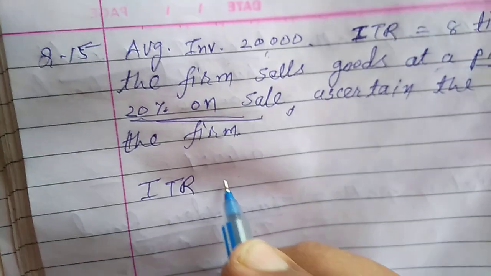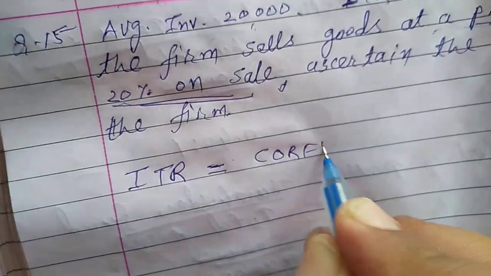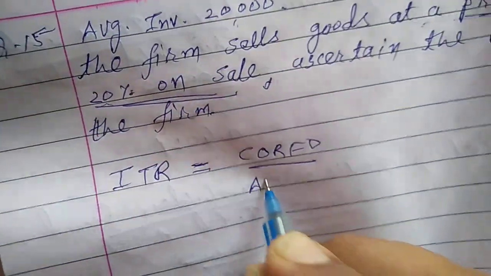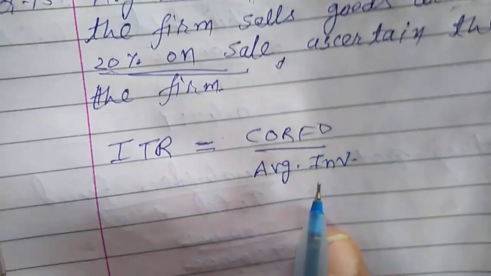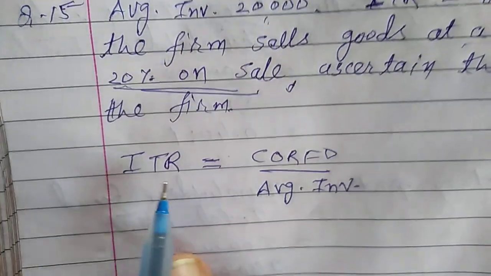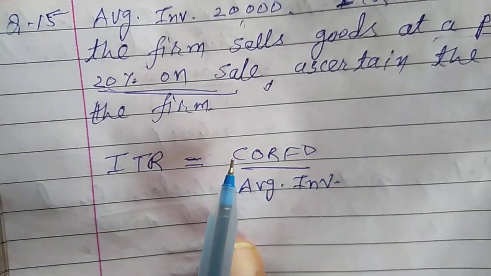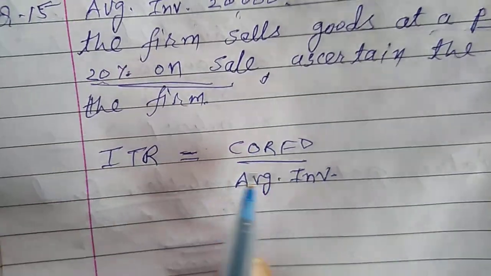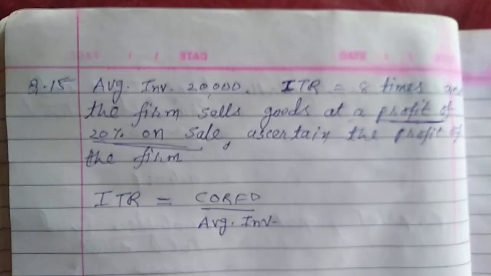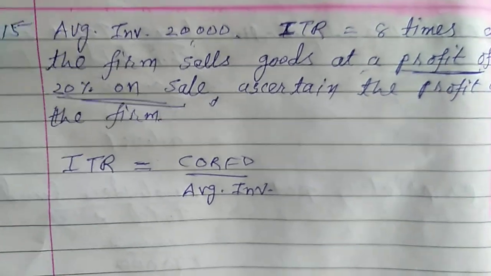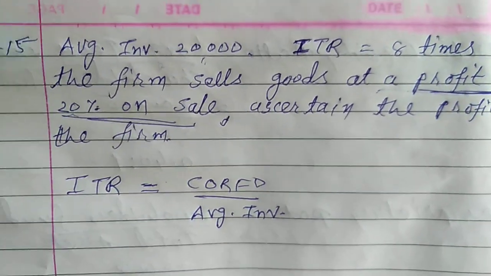So inventory turnover ratio is equal to cost of revenue from operation upon average inventory. Inventory turnover ratio is equal to cost of revenue from operation upon average inventory. Whatever amount is given, first of all we put that amount in the formula.